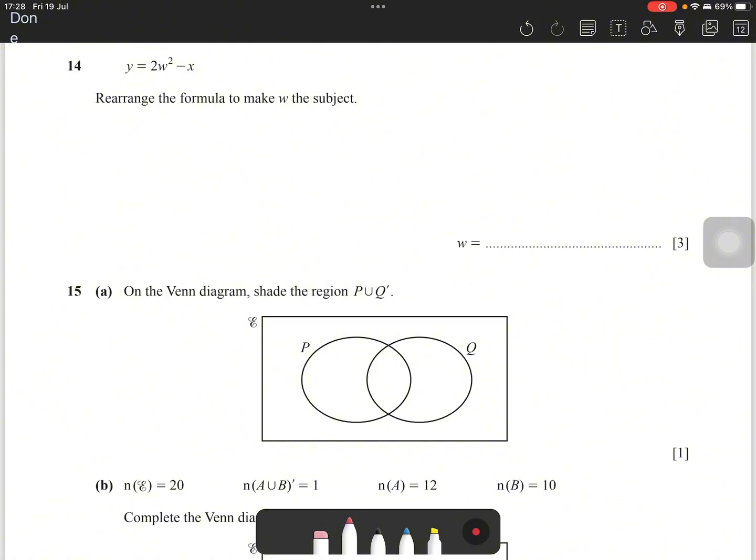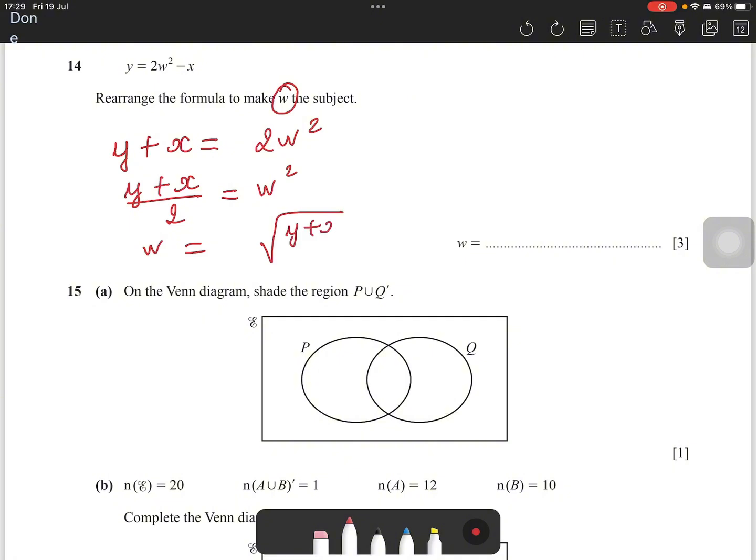Question 14. Y is equal to 2w squared minus x. Rearrange the formula to make w the subject. To make w the subject, first we need to remove x by adding x to both sides. So y plus x is equal to 2w squared. And then we remove the number 2 by dividing both sides by 2. (y plus x) over 2 equals w squared. Finally, w is equal to the square root of (y plus x) over 2.